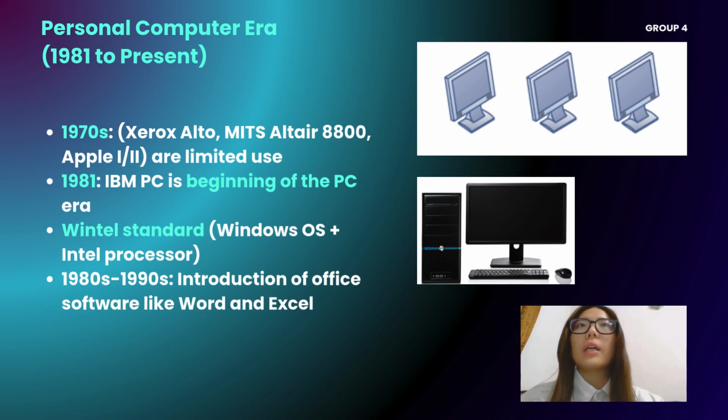For personal computer era, in 1970s, personal computers had limited use. In 1981, the release of the IBM PC marked the true beginning of the PC era, widely adopted by US businesses. The Windows standard, which is Windows OS plus Intel processor, became the dominant platform for desktop PCs. In 1980s until 1990s, the PC boom led to widespread use of productivity software like Word and Excel.